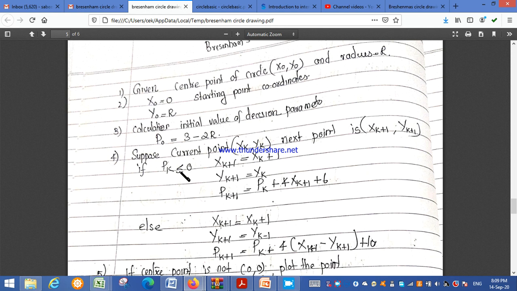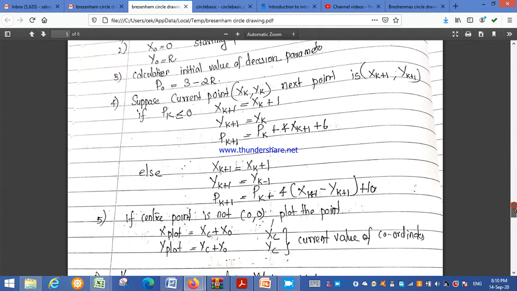Then you have to recalculate the decision parameter using this formula: pk plus 1 is equal to the current pk value, that is this p0 value, plus 4 into xk plus 1 plus 6. If your decision parameter value is greater than 0, your next position is xk plus 1 equal to xk plus 1, yk plus 1 equal to yk minus 1, and you again calculate the decision parameter pk plus 1 as pk plus 4 into xk plus 1 minus yk plus 1 plus 10.